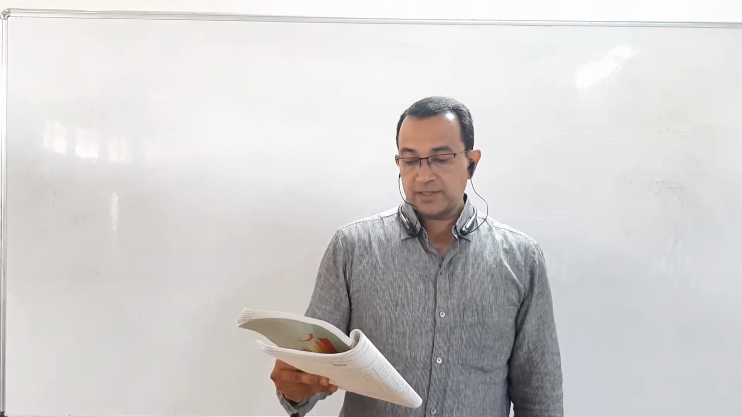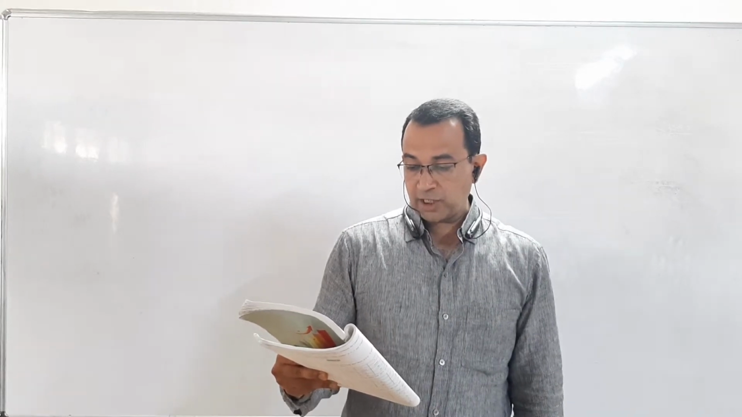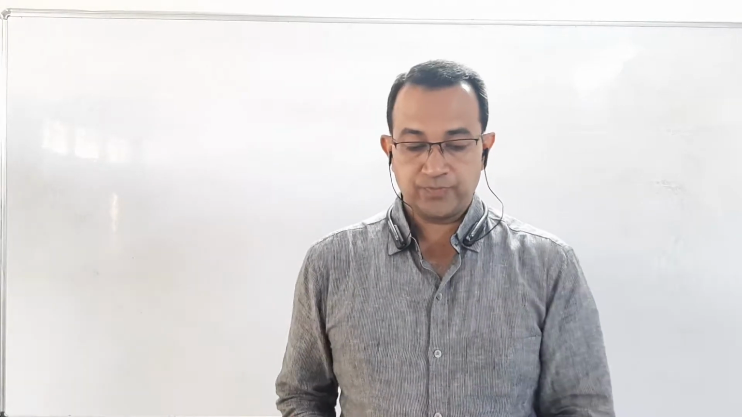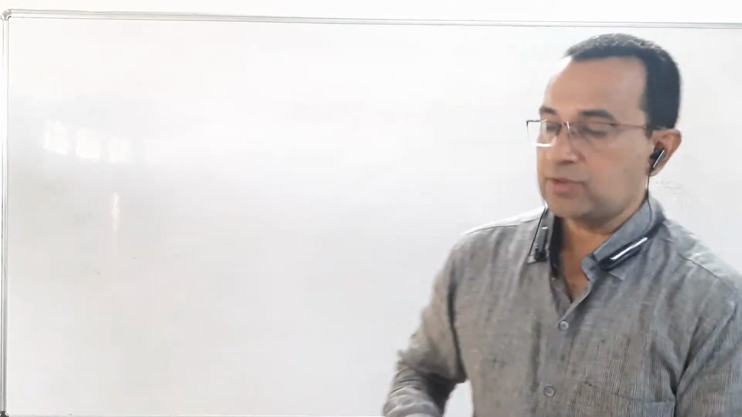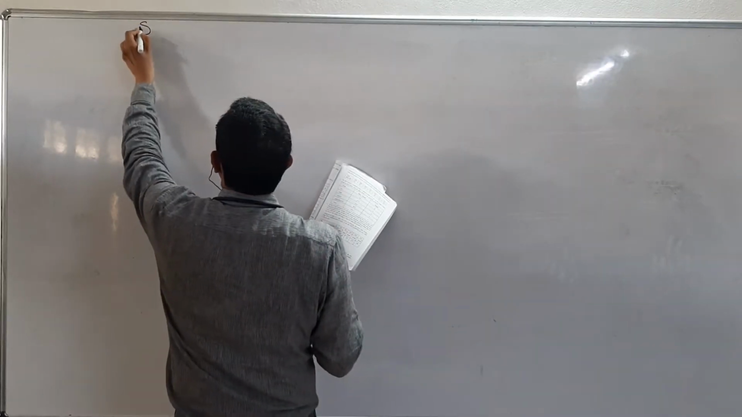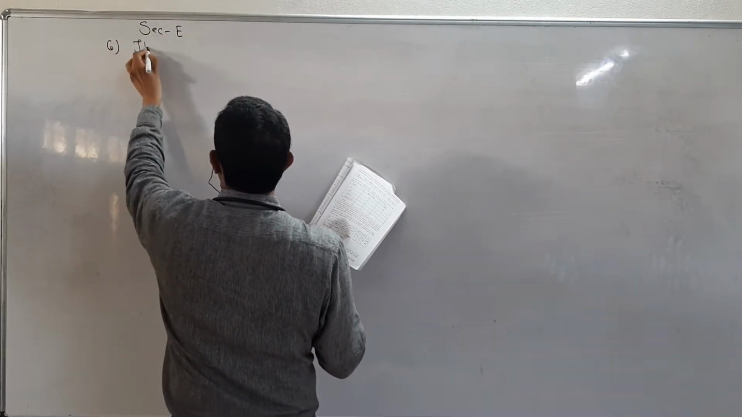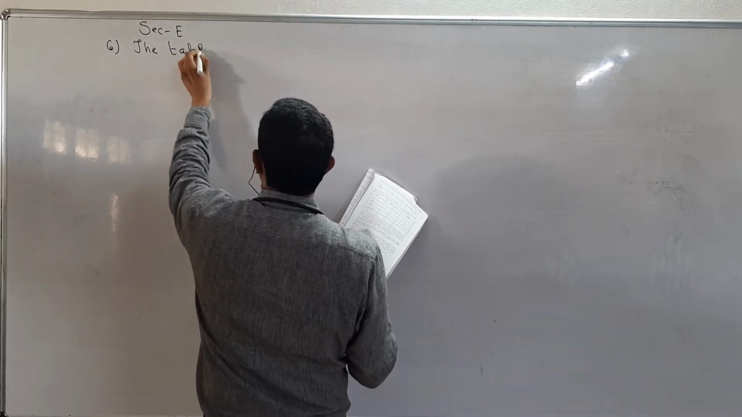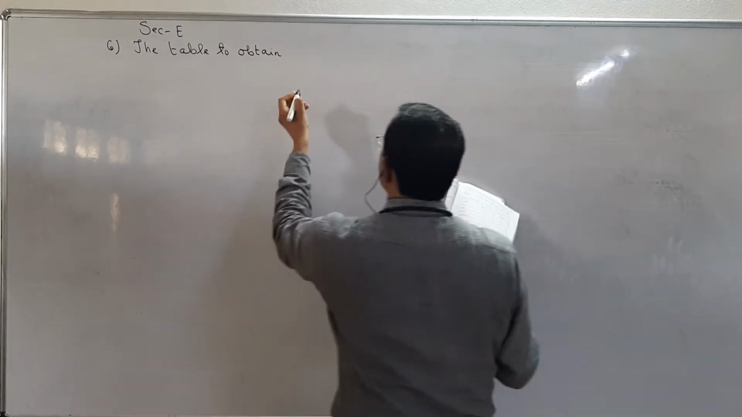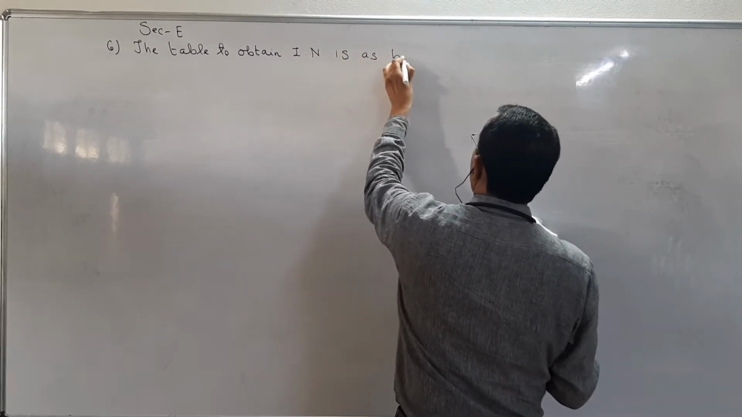The price of wheat increased by 70% and price of rice increased by 40% in the year 15 with respect to 10 as the base year. Okay, students, here we have to find the index number. So we will give the title: section E, question number 6, the table to obtain index numbers is as below.